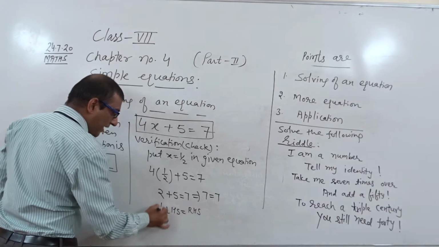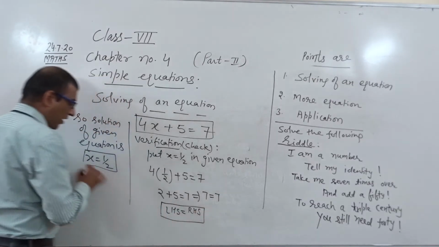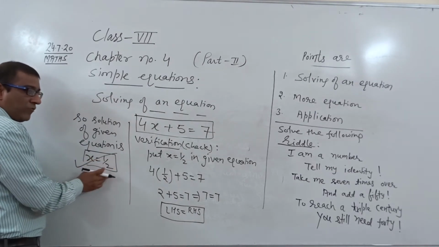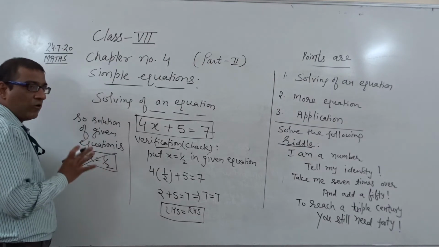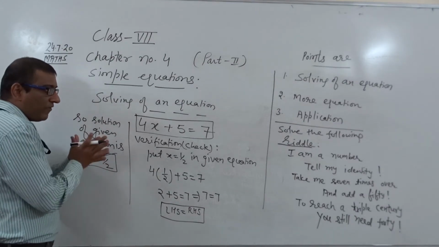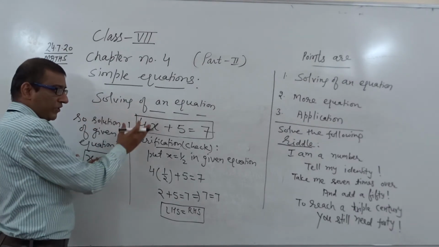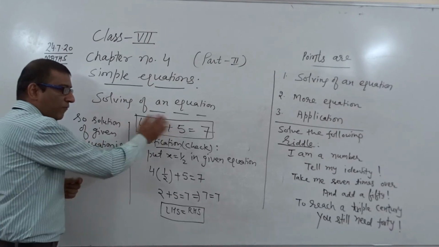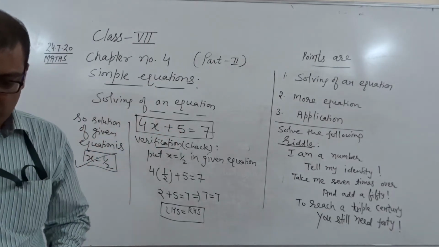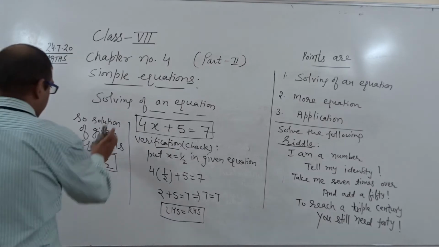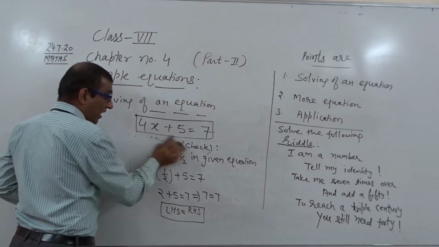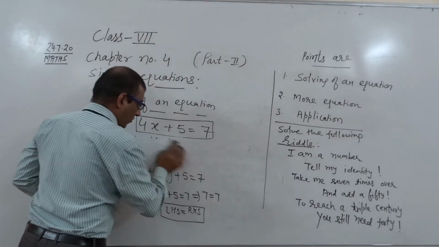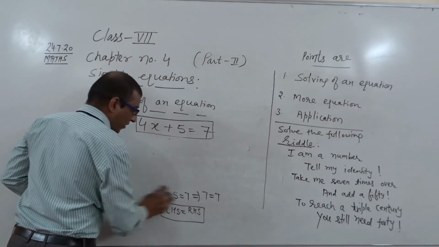So if we are getting LHS equals RHS, it means our answer is right, that is x equals 1 by 2. If we are not getting LHS equals RHS, it means something is wrong in our calculation. So this is one of the methods of solving an equation, in which you subtract 5 from both sides. But another method is also there for solving this type of question, that is the transfer method, also known as transposing. So I am solving the same question with another method.